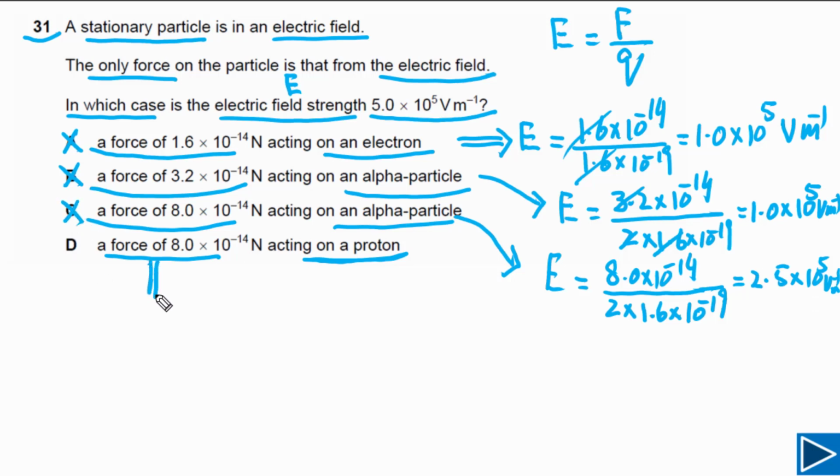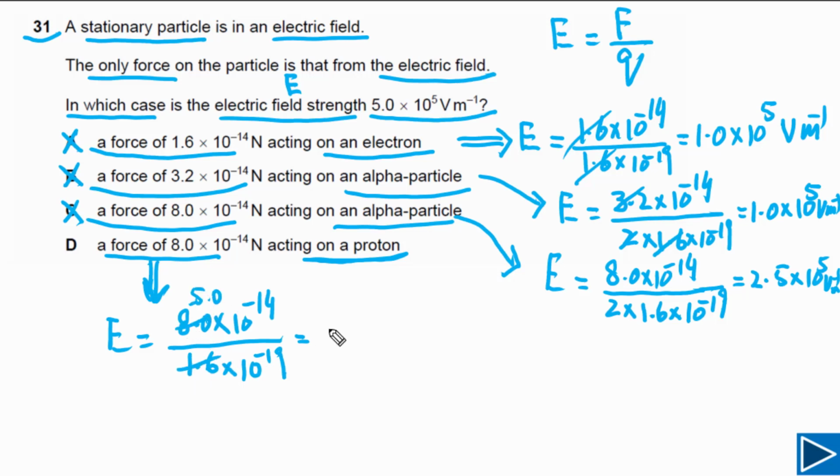Now if we go to our final option D, it should be the answer. E is equal to F over Q. The force in this case is 8.0 times 10 to the negative 14, and the particle is a proton, and the charge on a proton is equal to the charge on an electron, 1.6 times 10 to the negative 19. If we solve this, 8 divided by 1.6, we get 5.0. So this is 5.0 times 10 to the 5 volts per meter. So our best possible answer for this question is D.